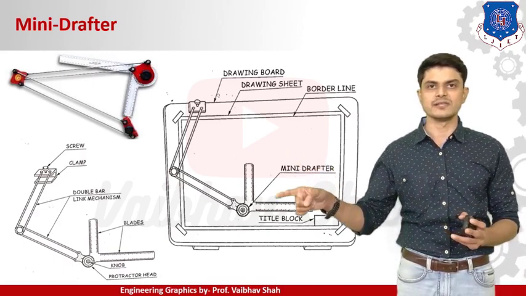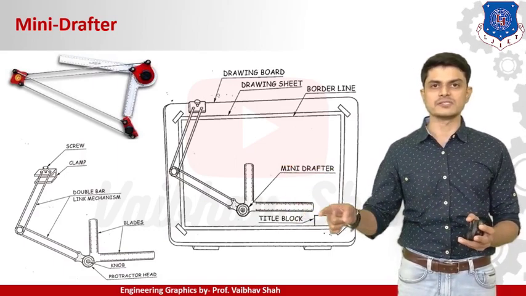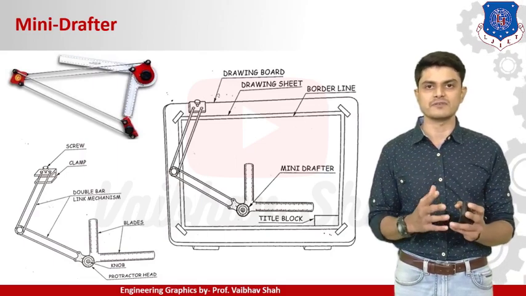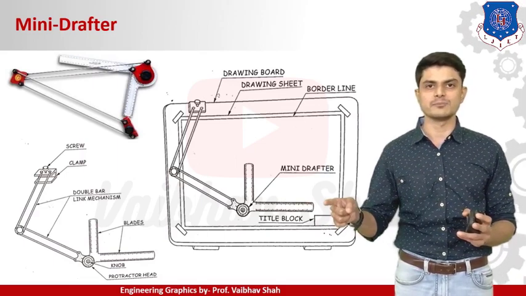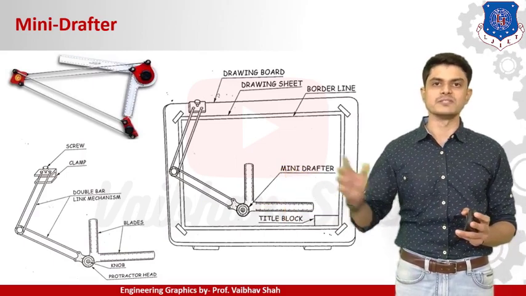There is one L-shaped scale available. It is your first scale, the primary scale. This is your secondary scale. So you have a total of two scales in your drafter. You can draw a horizontal line with the help of this scale, and a vertical line mutually perpendicular to this horizontal line with the help of this scale.